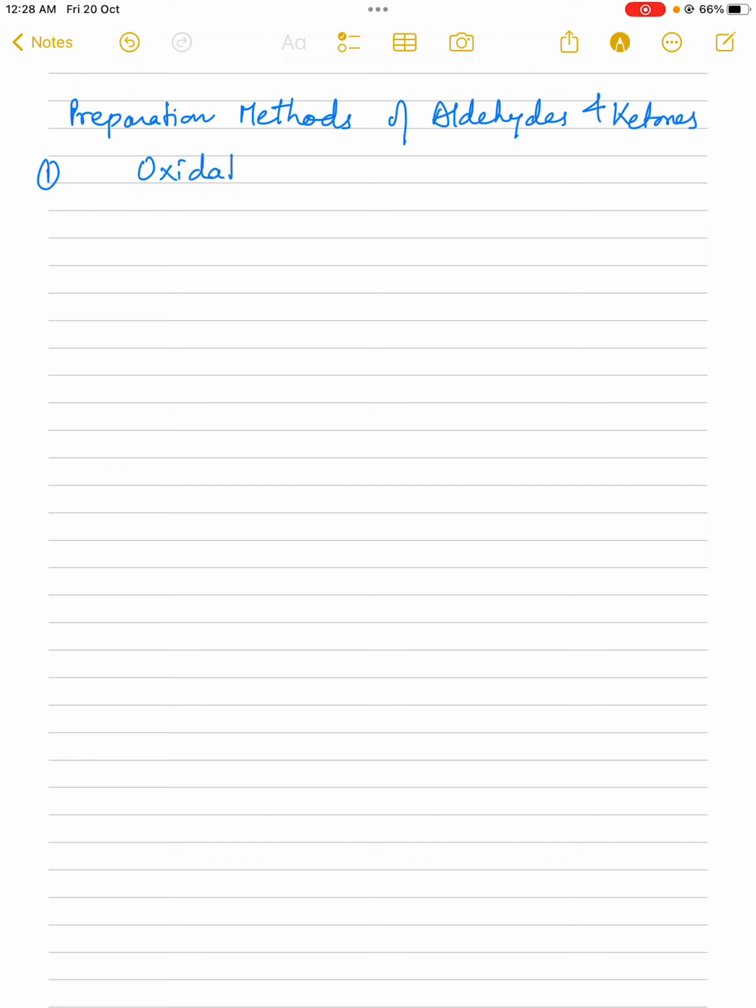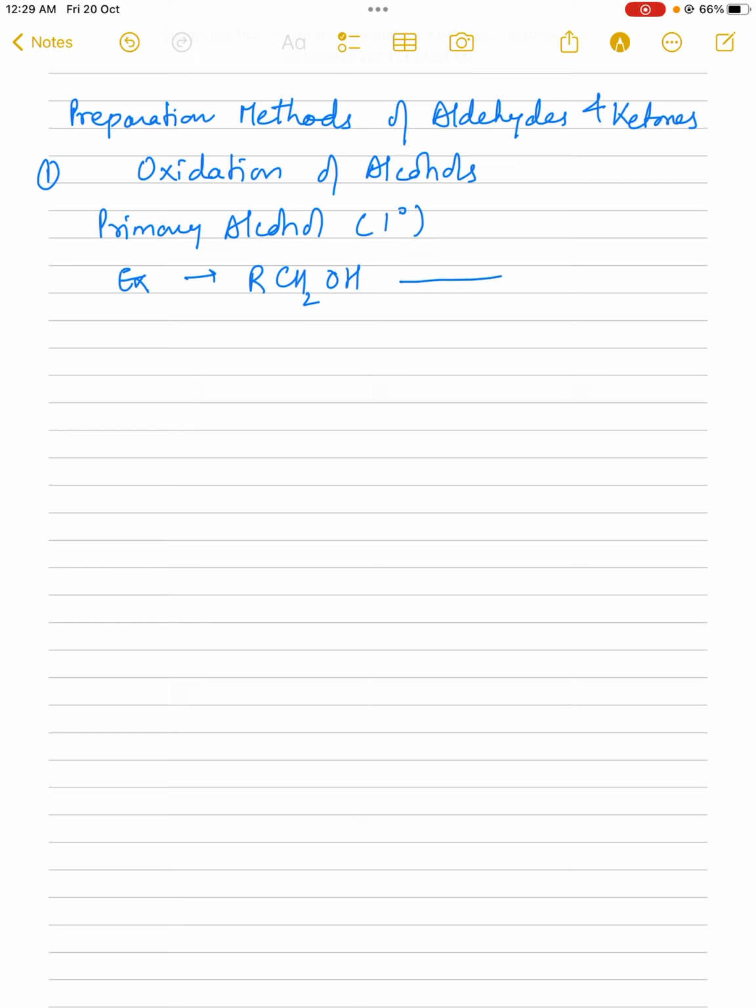Oxidation of alcohols. Suppose we took primary alcohol. Primary alcohol is 1 degree alcohol. Let us take one example like RCH2OH. If we do oxidation of it, then we will get RCHO. This is aldehyde.